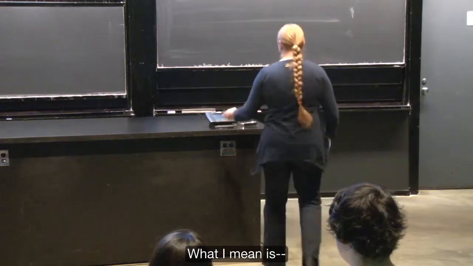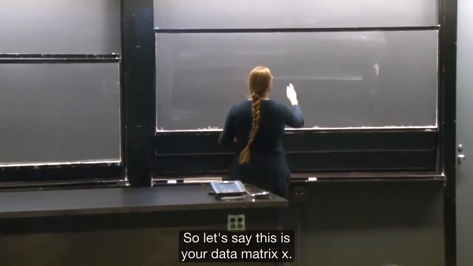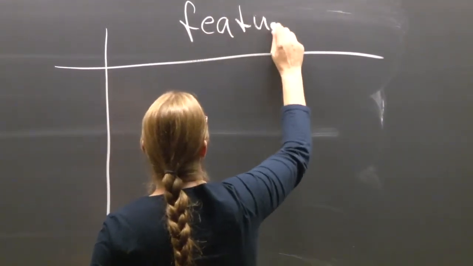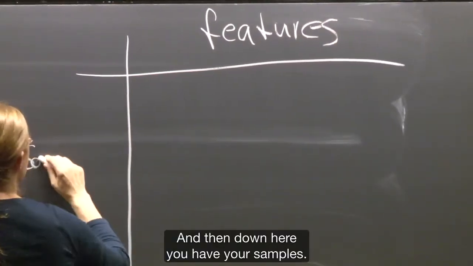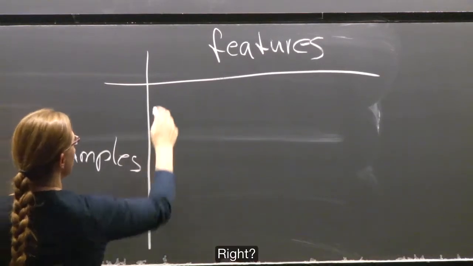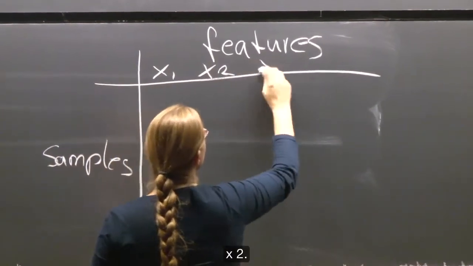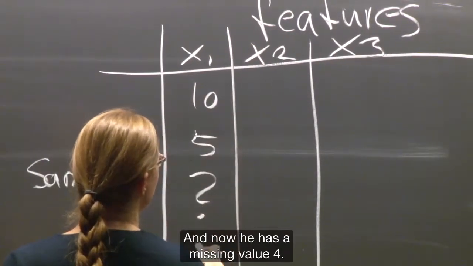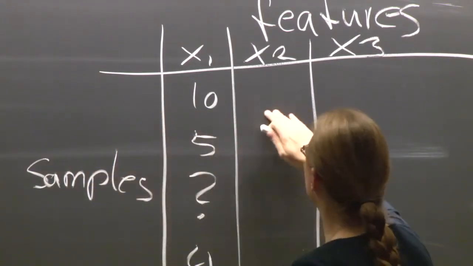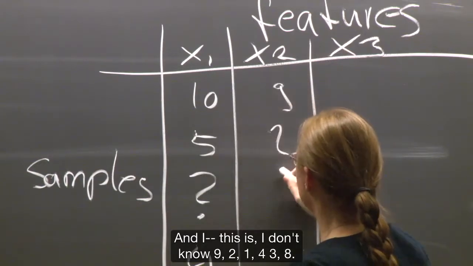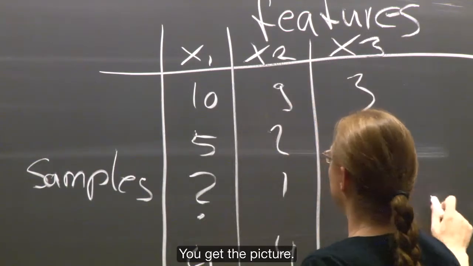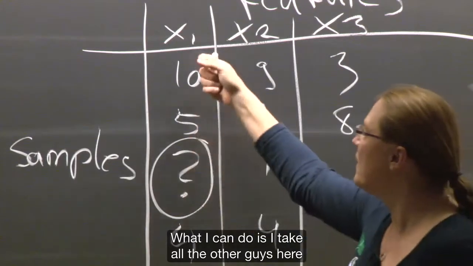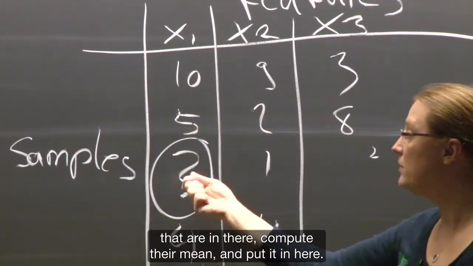What I mean is, let's say this is your data matrix X. Here you have your features, and down here you have your samples. This is X1, X2, X3. Let's say this is 10, 5, and now here's the missing value 4. And this is, I don't know, 9, 2, 1, 4, 3, 8, you get the picture. So here's my missing value. What I can do is take all the other values in there, compute their mean, and put it in here.